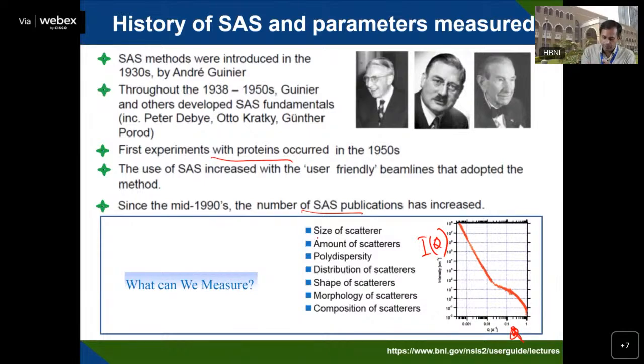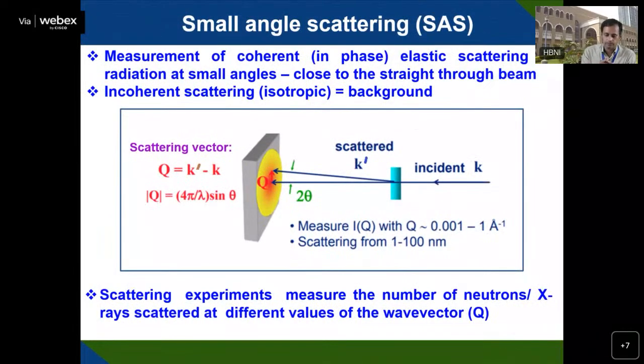It is mainly used to measure the size of the scatterer. That means you can measure the particle size, the concentration of the particles, the polydispersity, which is the variation in the size of the particles, and the shape of the scatterer, that is, morphology, as well as composition. All these parameters you get simply from small angle neutron or X-ray scattering. It's mainly used for size, shape, polydispersity as well as composition. All this information you can get here.